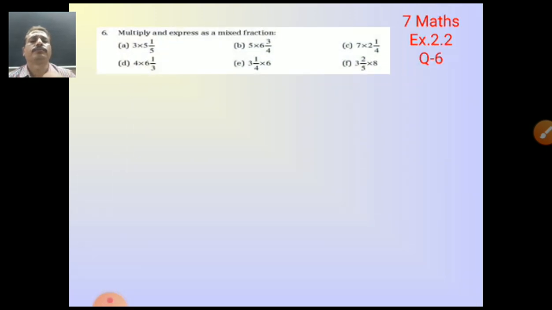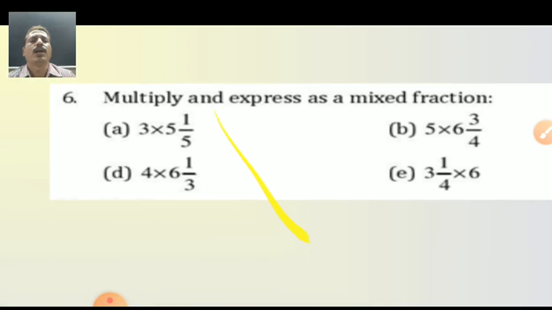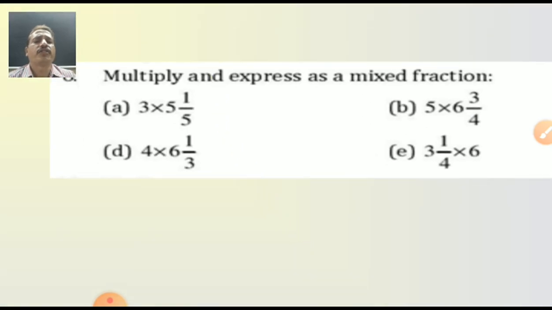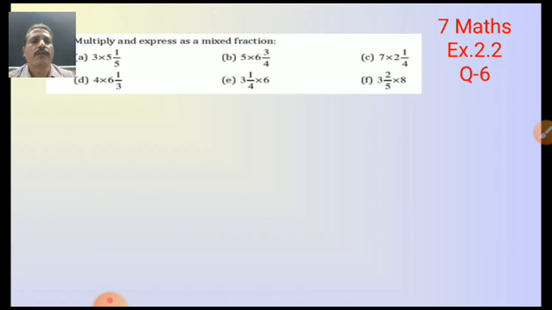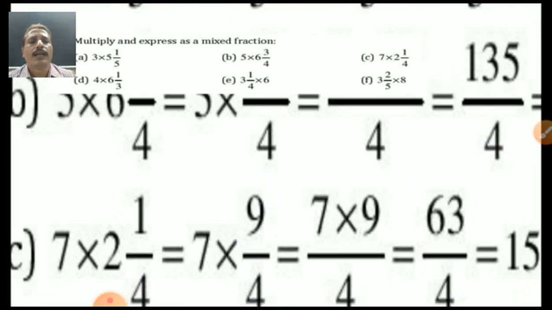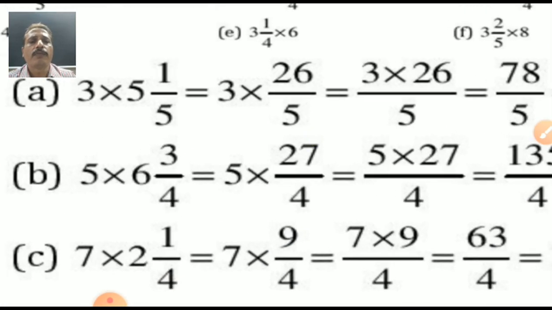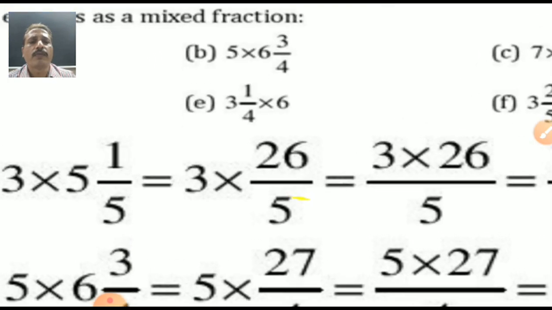Now look at question number 6. Multiply and express as a mixed fraction. A, 3 into 5, 1 upon 5. B, 5 into 6, 3 upon 4. C, D, E, F, whatever is there, we can check one by one. Here are the answers for all of this. We can concentrate on answer number 1 only.